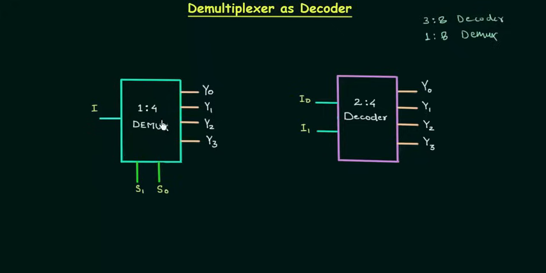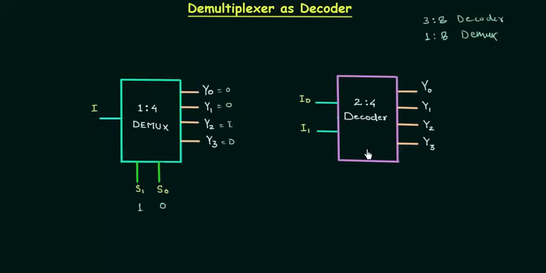In 1:4 demux, we have 4 outputs y0 to y3, one input I along with 2 selector variables s0, s1. The input I is transferred to any of these outputs depending upon the value of selector variable. If s0 is 0 and s1 is 1, the input I is transferred to y2, and y2 is simply equal to I, and y0 is 0, y1 is 0, y3 is 0. So this is how demux operates.